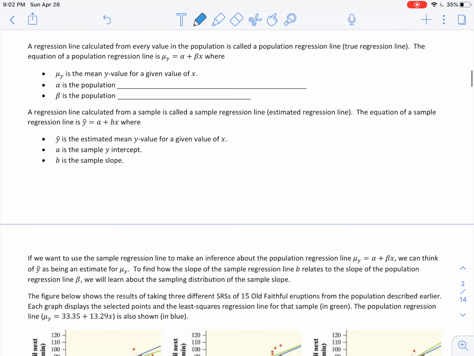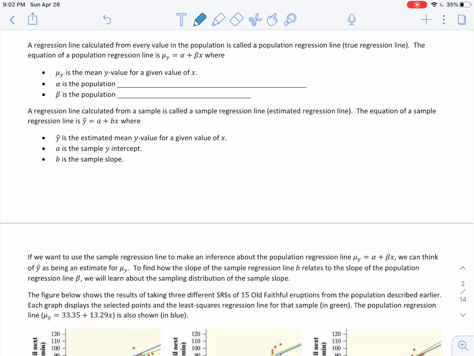You're welcome. It's not saying the predicted y value anymore. It's saying the mean y value for a given value of x. So that's what we're finding now, the mean y value for any x value you could choose. Alpha is in the position of the constant, so it is the population y-intercept. And beta is in the spot of b, so it is your population slope.